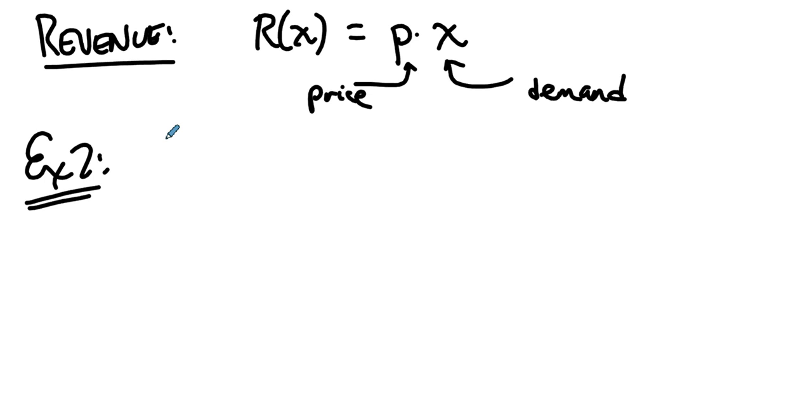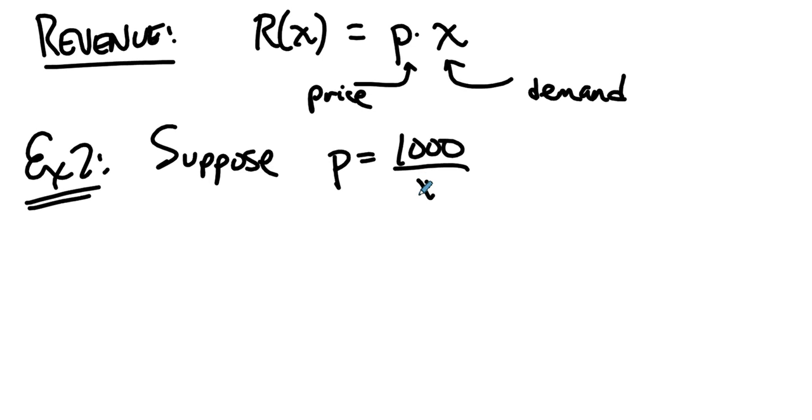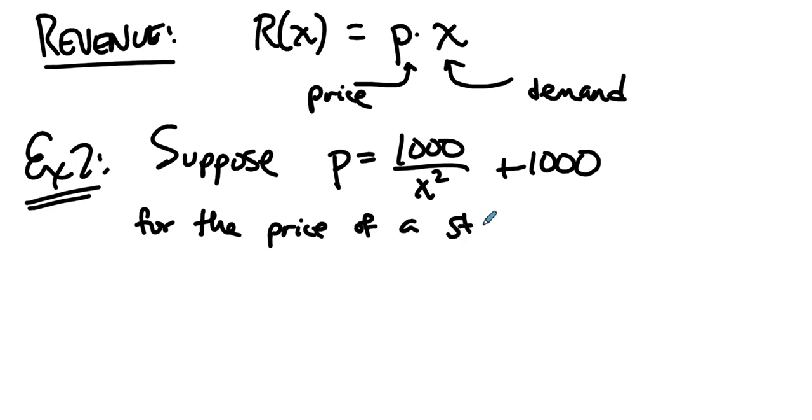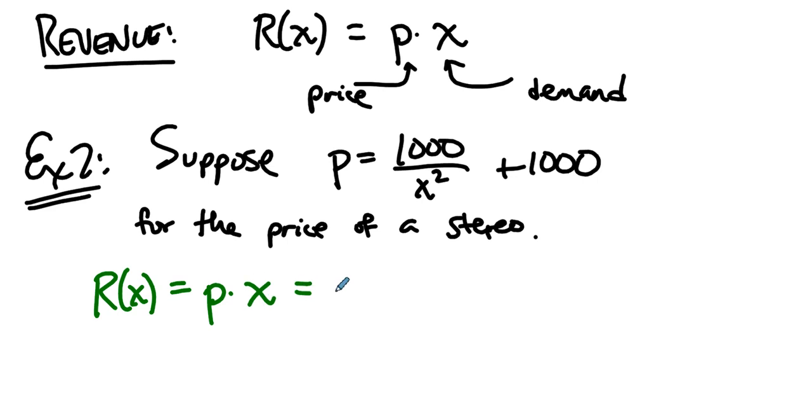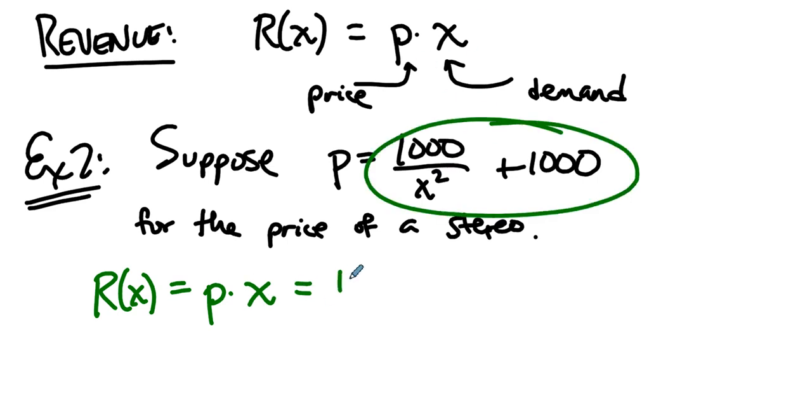For example, suppose that the price function is 1,000 over x squared plus 1,000. This is the price of a stereo with demand x. The revenue function is price times demand. That's this times x.